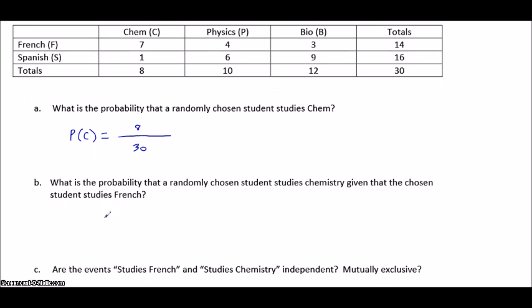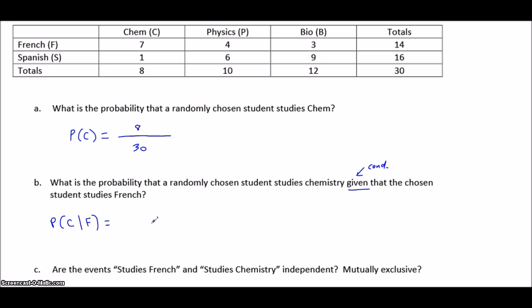The next one is, what is the probability that a randomly chosen student studies chemistry given that the student studies French? This term "given" here should clue us into the fact that we're going to need to worry about conditional probability. And so the way we're going to write this notation is the probability of the student studying chemistry given that they study French.